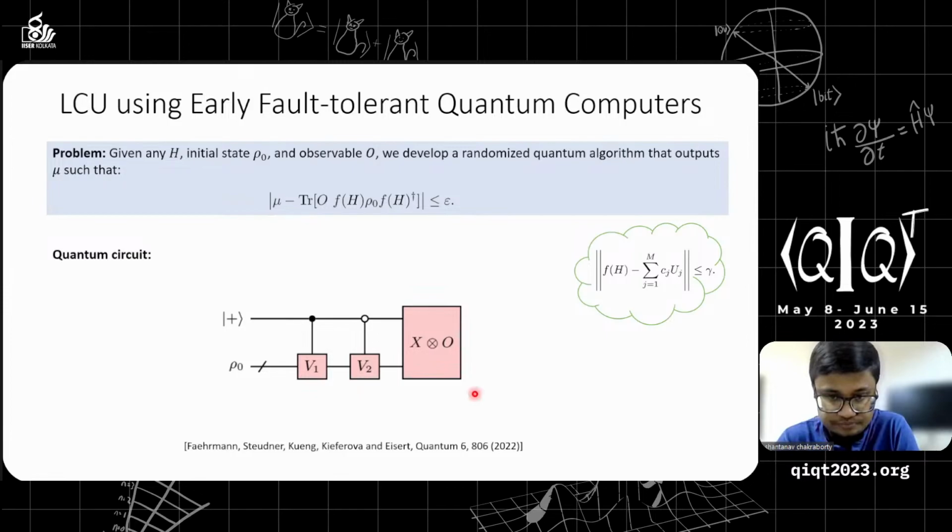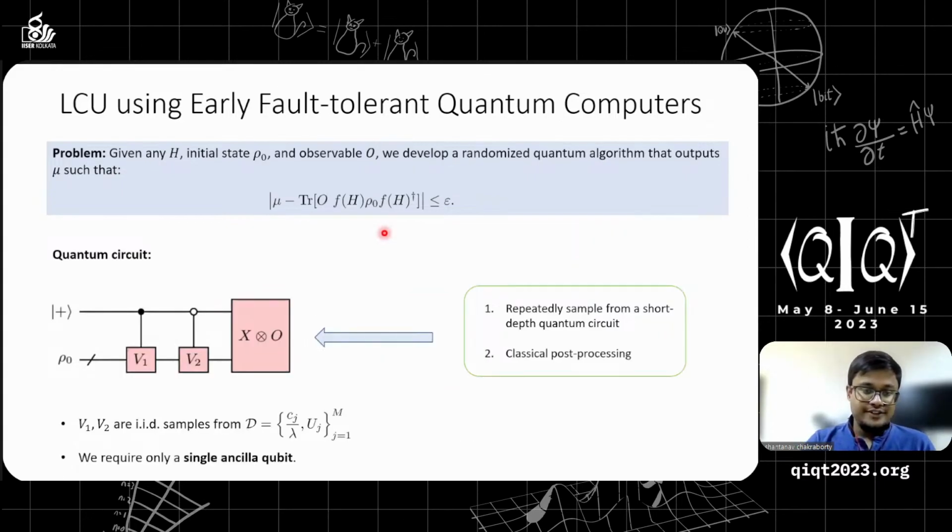That is also allowed. And for this kind of quantum circuit, we draw inspiration from this work by Feierman, Studner, Kuhn, Kifarova, and Isert, where they use similar circuits to implement some quantum simulation algorithm based on multi-product formulas. So what we'll claim is that this simple circuit is sufficient to estimate this quantity that we are looking for.